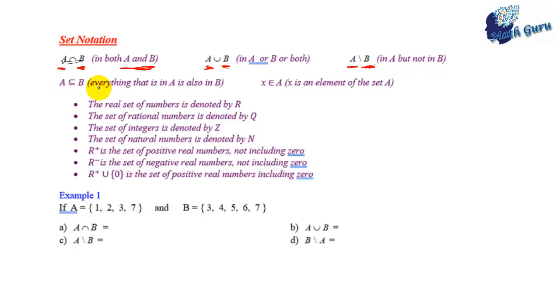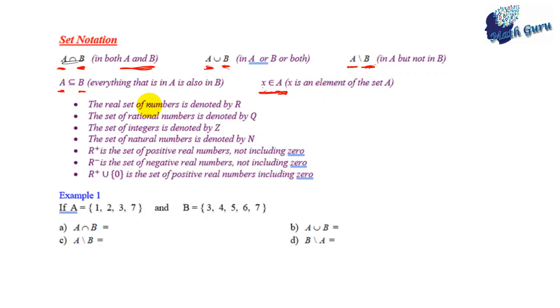If A is a subset of B, that means that everything that's in A will also be in B. It doesn't necessarily mean the other way around, that everything in B is in A, but everything that's in A, if it's a subset of B, will also be in B. And if we say X is an element of A, basically X is defined for all of the values that are in A. So it could be a set of numbers, or it could also be an interval.